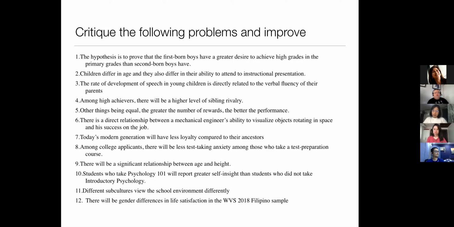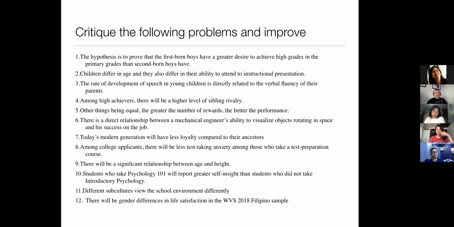For 3, we changed it to the rate of verbal fluency in young children is directly related to the rate of verbal fluency of their parents. So we decided to use only one construct instead of rate of development of speech and verbal fluency. We just changed it to rate of verbal fluency. Okay, so that's a good catch.